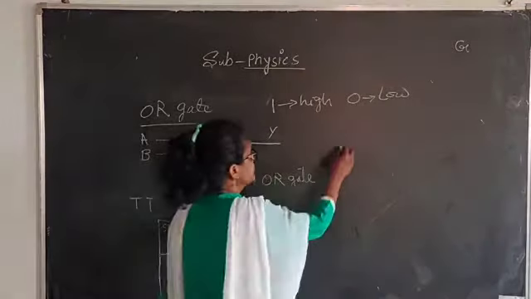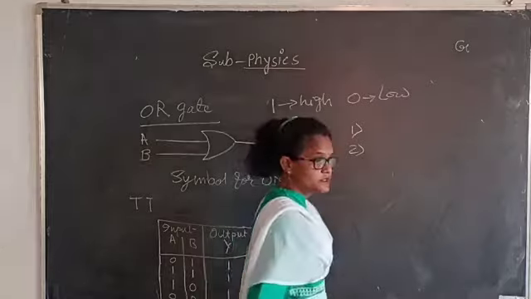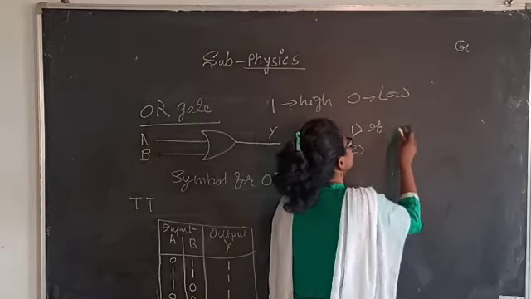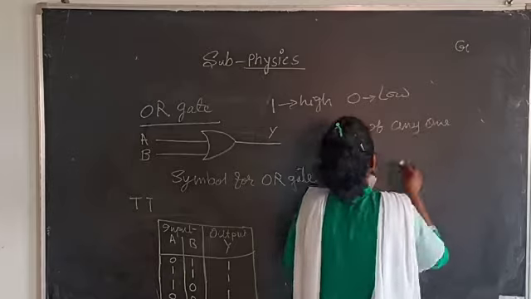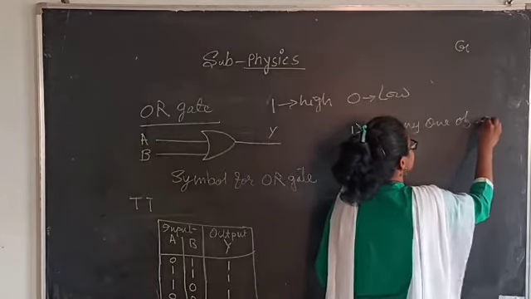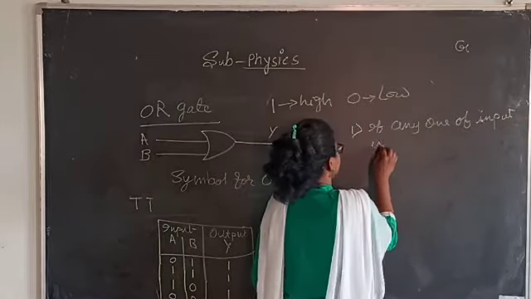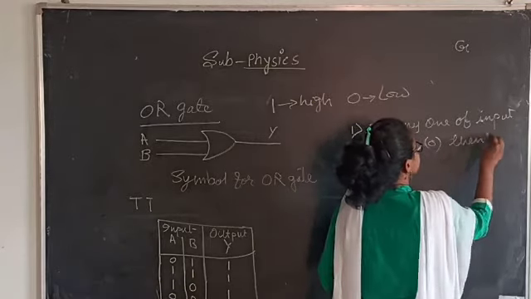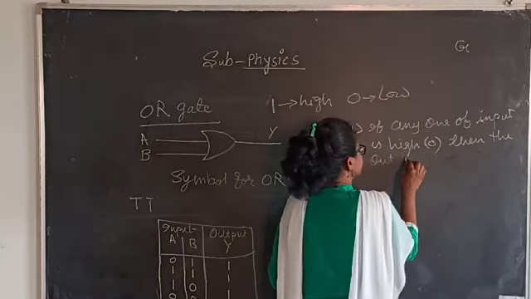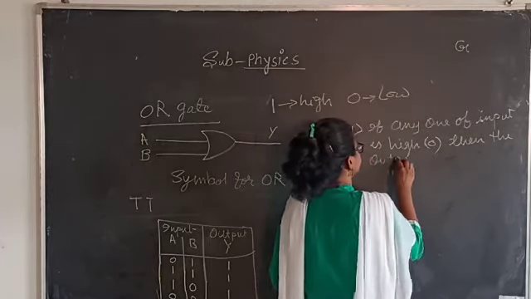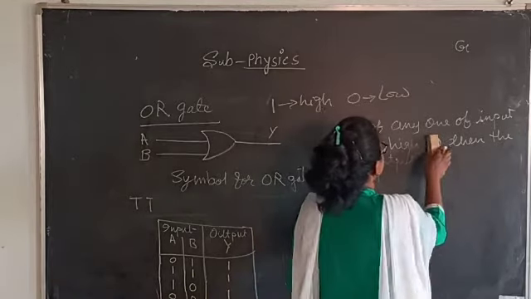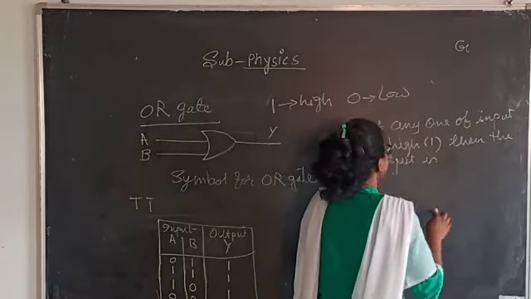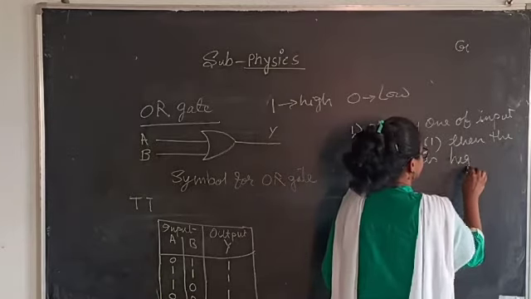Okay. So these 2 points we come to know. We can conclude that if any one of the inputs is high, any one is high meaning 1, then the output is high, that is 1.